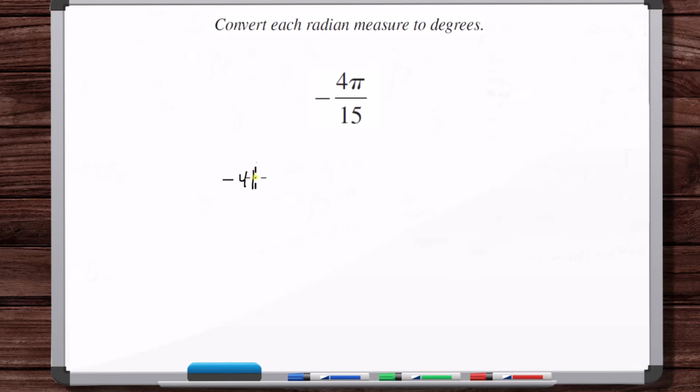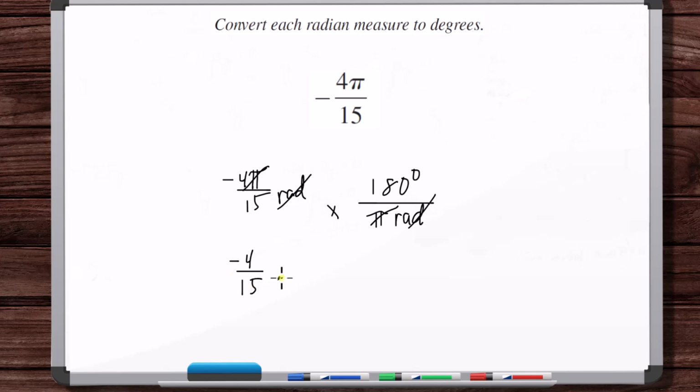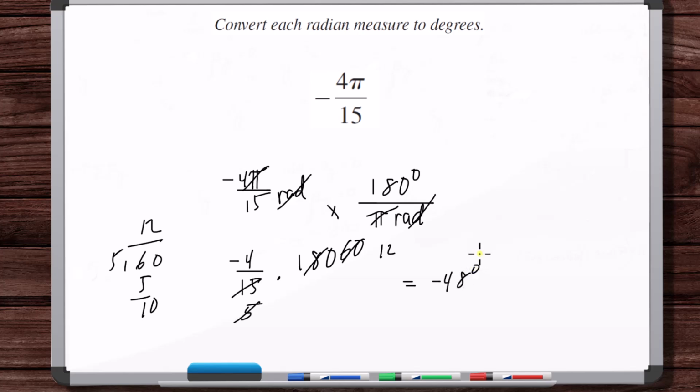Okay. Minus 4 pi over 15 radians times the fact that you've got pi radians for every 180 degrees. Okay, so we've got minus 4 over 15 times 180. So 15 divided by 3 is 5. 180 divided by 3 is 60. 60 divided by 5 is 12. 12 times minus 4 is minus 48.